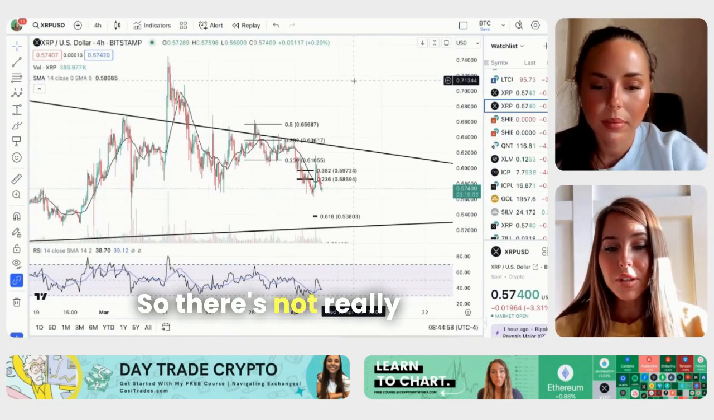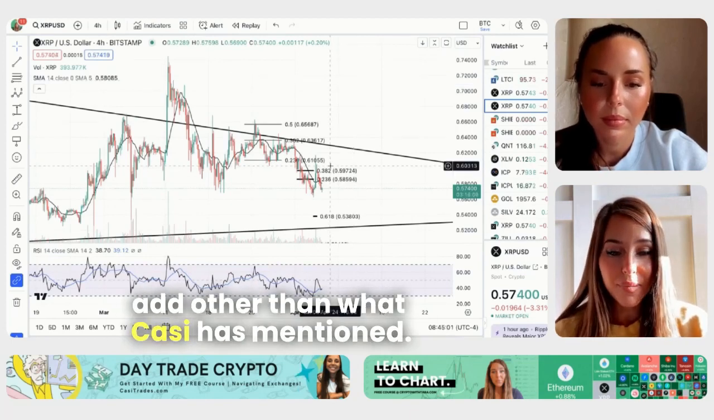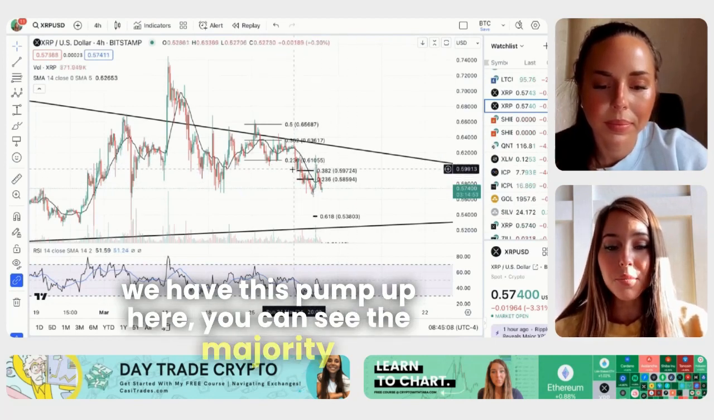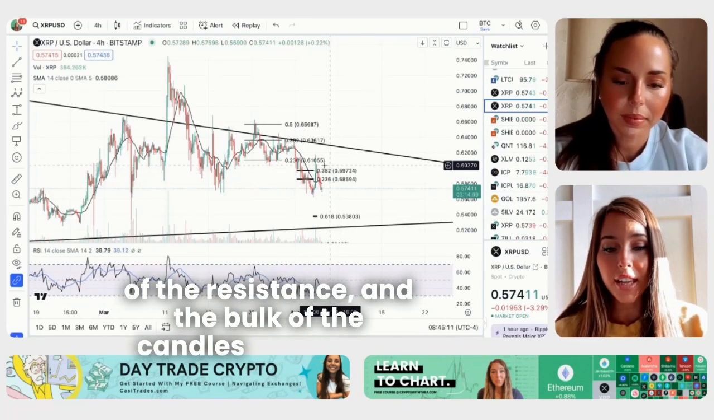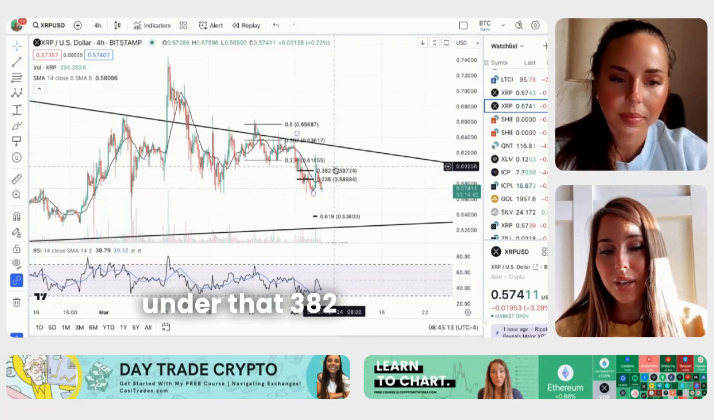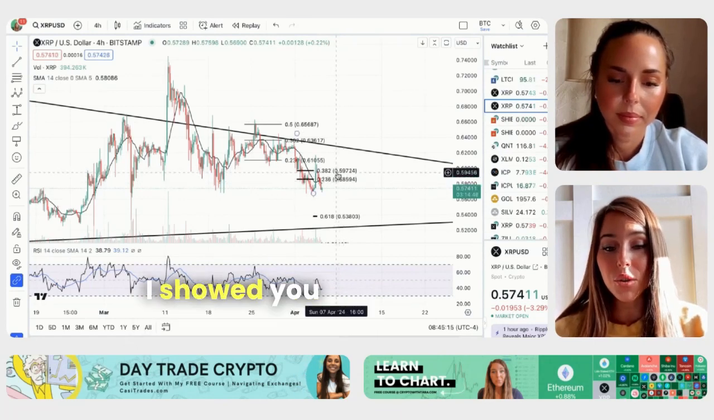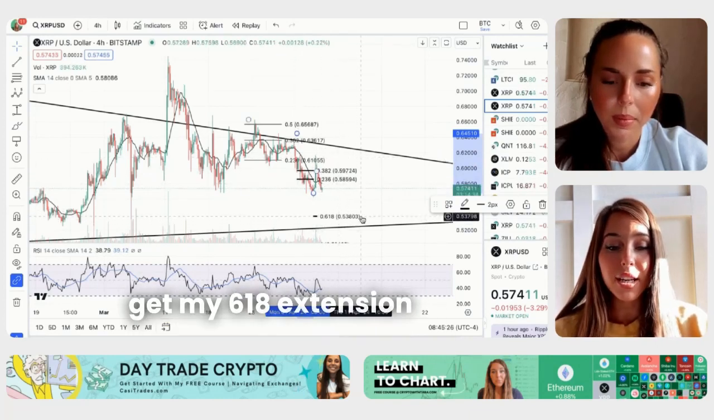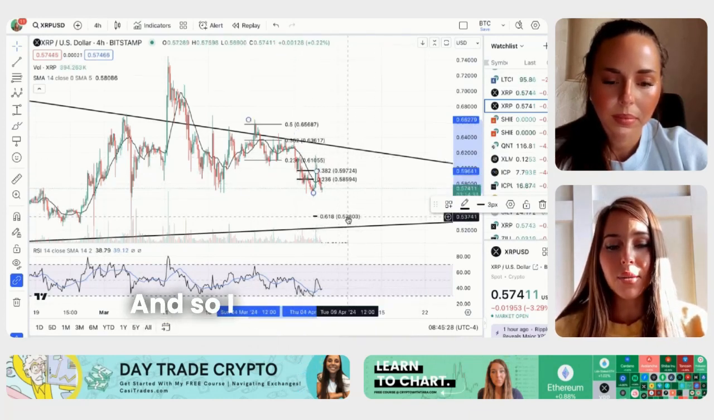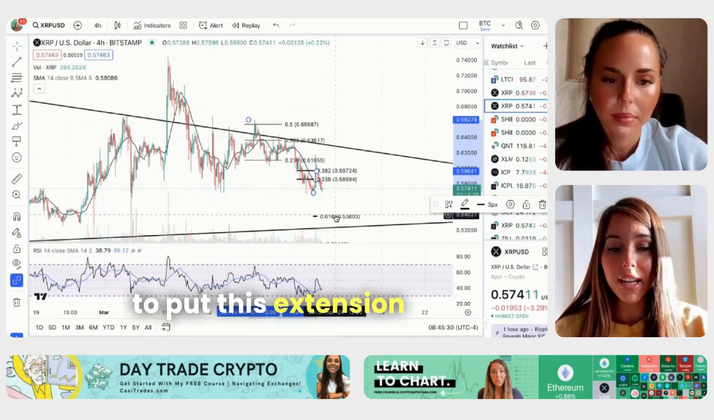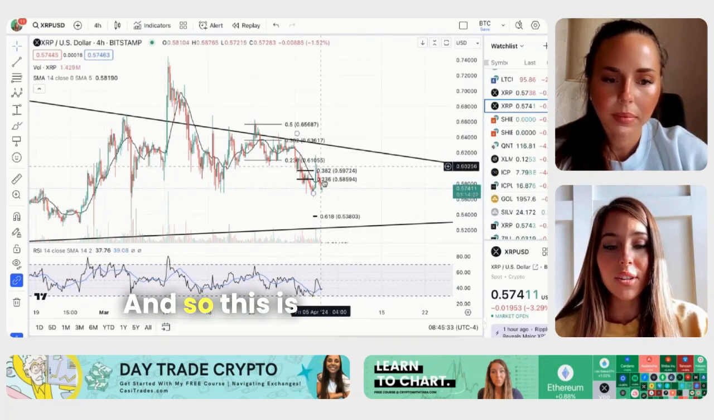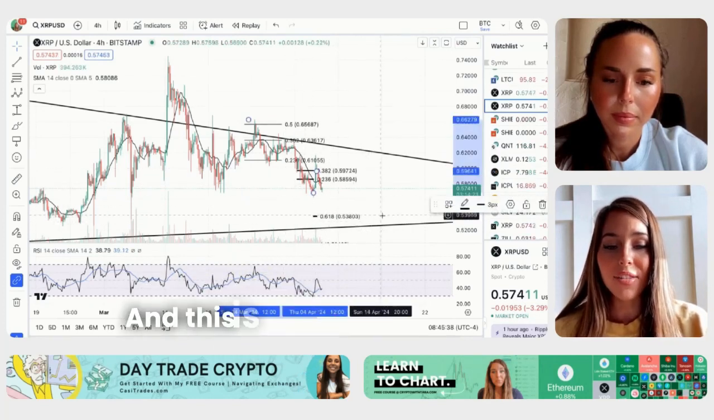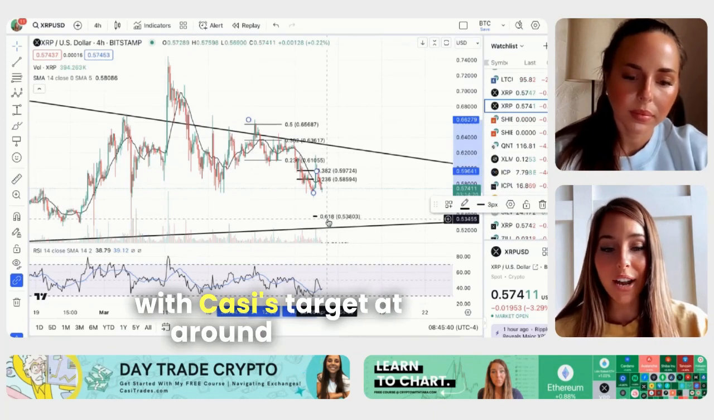Okay, so there's not really much else to add other than what Casi has mentioned, but I do want to show you guys that even though we had this pump up here, you can see the majority of the resistance and the bulk of the candles still stayed under that 0.382 and 0.236 resistance, like I showed you guys how to put on your chart. I used these resistance levels to get my 0.618 extension at 0.538. I also showed you guys how to put this extension level on your charts. This is going to continue to be our target for when this starts to break down. And this is also in line with Casi's target at around 54 cents.